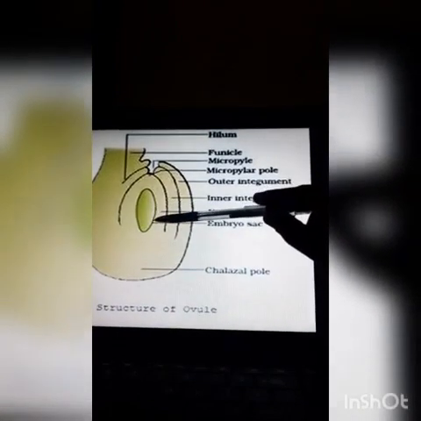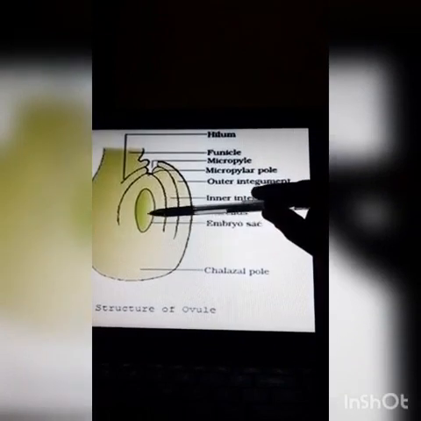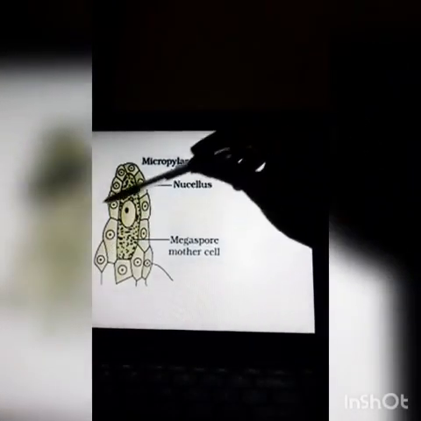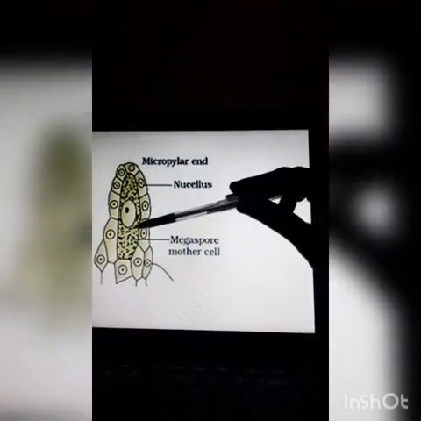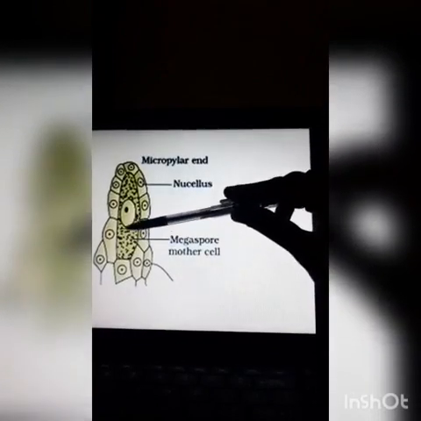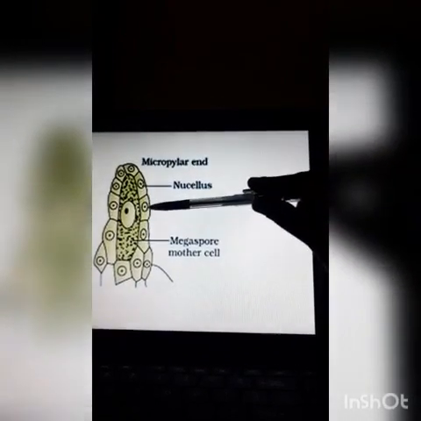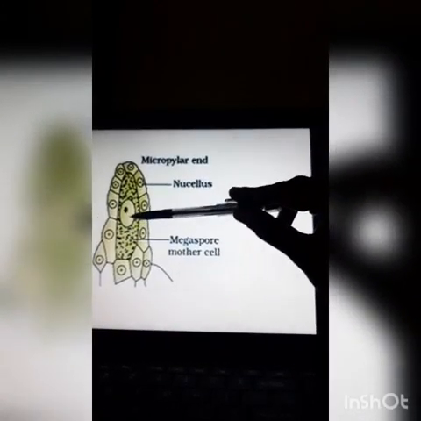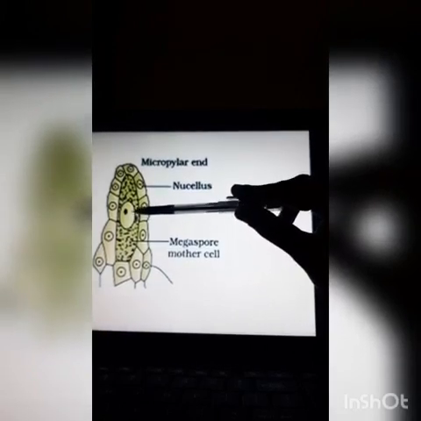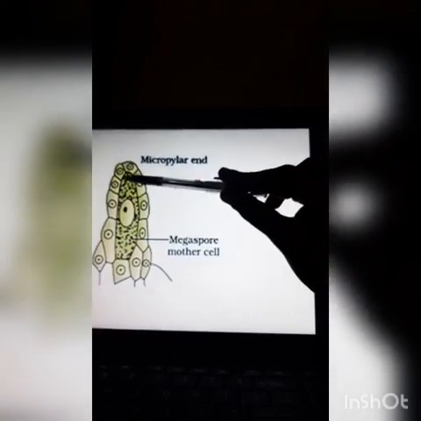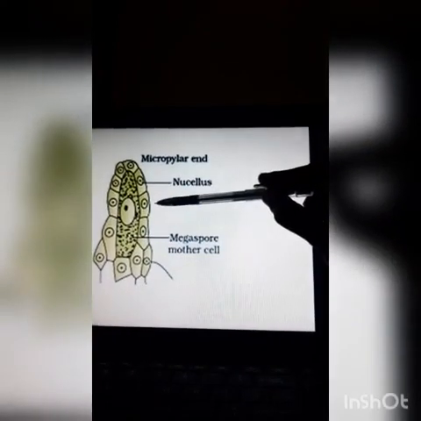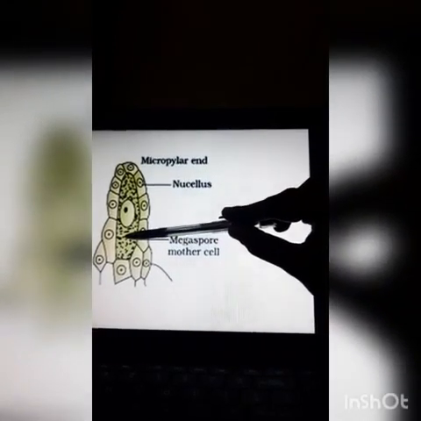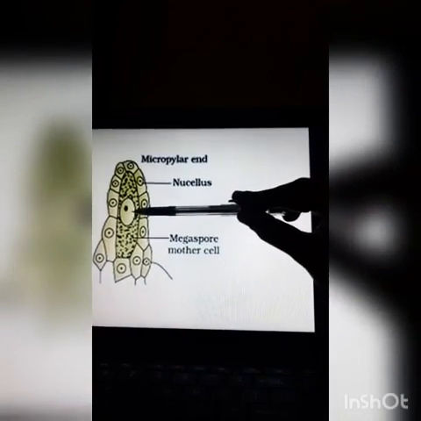One of the nucellar cells towards the micropylar end gets differentiated into the megaspore mother cell. See, these are the cells of the nucellus, but one among them becomes the megaspore mother cell, which can easily be distinguished from the other cells due to its large size, dense cytoplasm and prominent nucleus. Isn't it? So how can we differentiate the single megaspore mother cell from other nucellar cells? It will be a large cell with dense cytoplasm and a prominent nucleus.